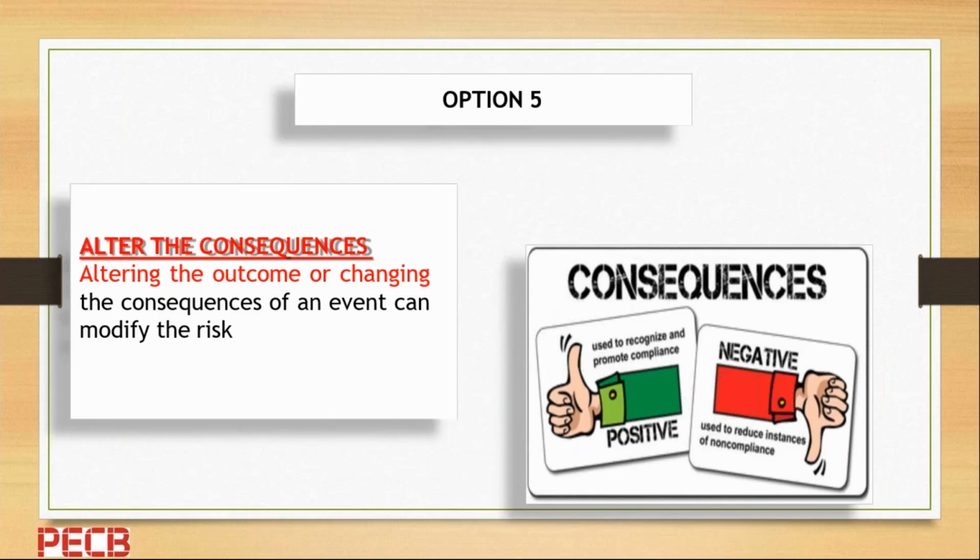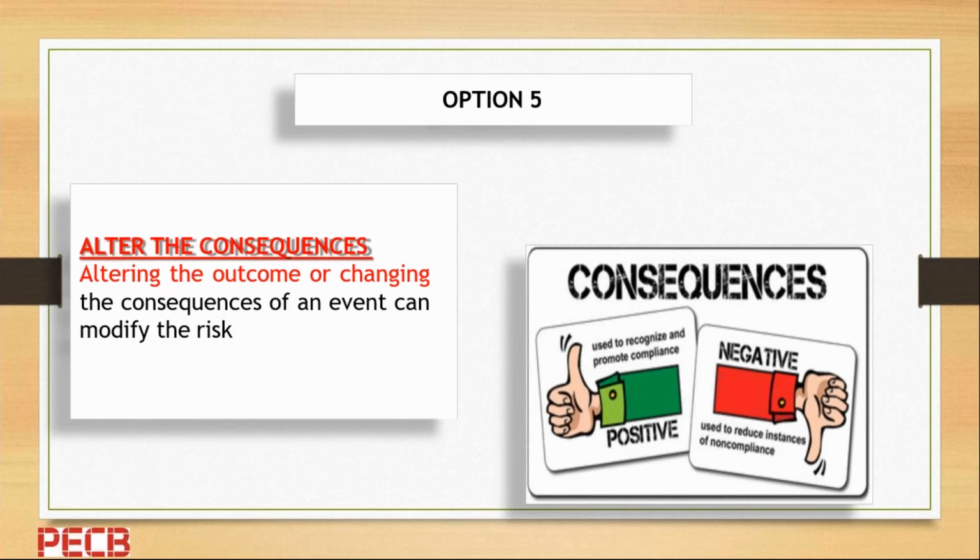Risk treatment option 5, alter the consequences. Altering the outcome or changing the consequences of an event can modify the risk. In option 4, we spoke about modifying the likelihood. Now in option 5, we're talking about modifying the impact, the outcome, the consequences.